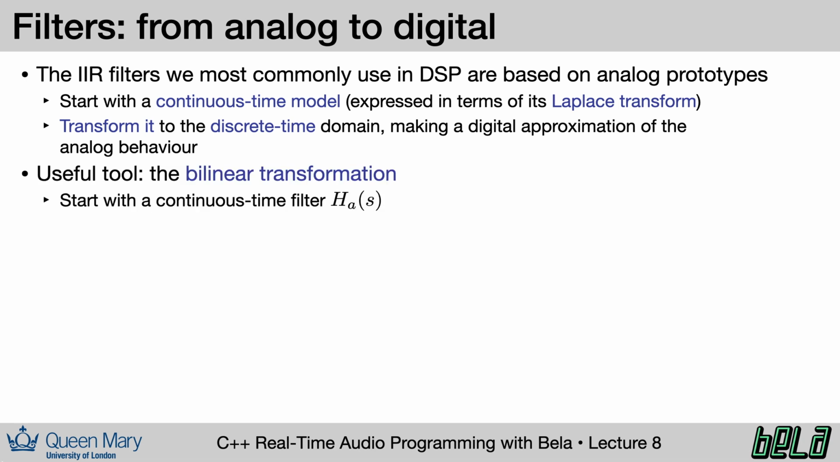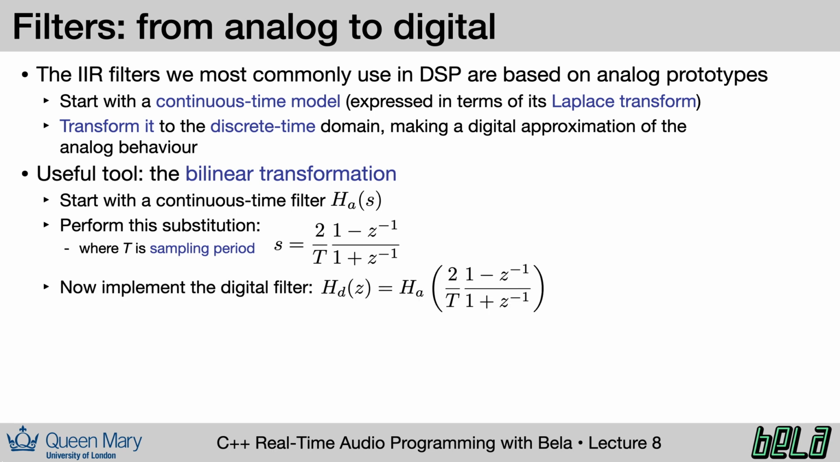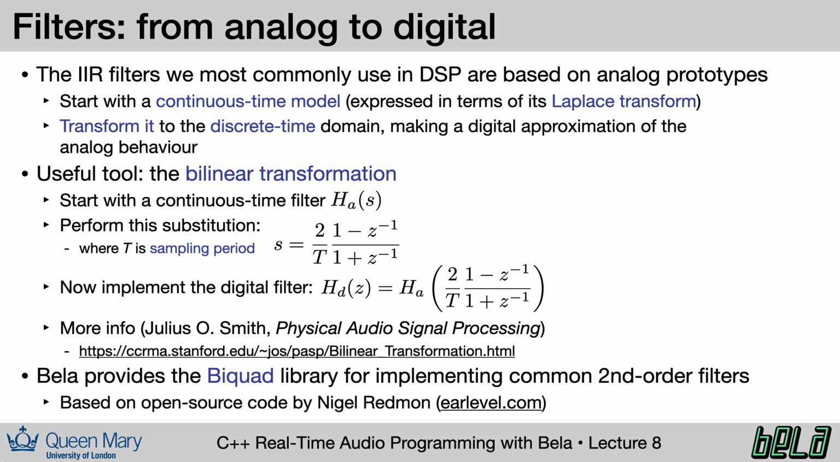The way it works is that we start with a continuous time frequency domain transfer function, H of s, and then what we're going to do is perform a substitution where s is equal to this formula involving z and T, which is the sampling period. Having made this substitution, we can then write out an equation in the z-domain for the digital filter. And having done that, we could use the z-transform to convert that into a difference equation that we could implement in our code. There are several very good tutorials on how all of this works, including Julius Smith's online textbooks, one of which is linked here.